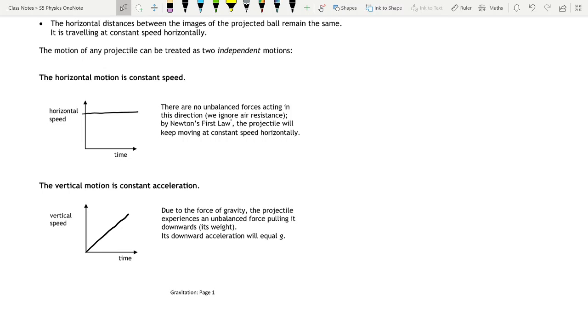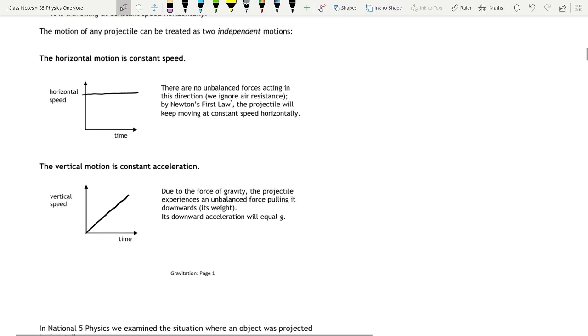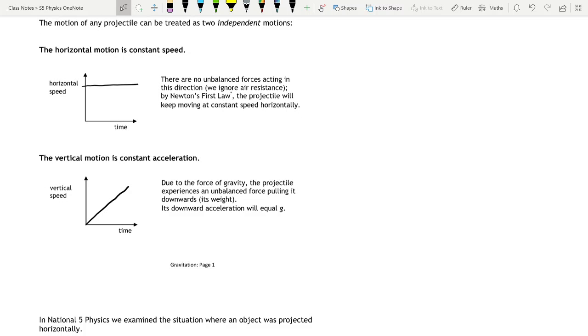So in the horizontal motion, there are no unbalanced forces acting in this direction. We ignore air resistance. By Newton's first law, the projectile will keep moving at a constant speed horizontally. And vertical motion, due to the force of gravity, the projectile experiences an unbalanced force pulling it downwards, its weight, and its downwards acceleration will equal g.